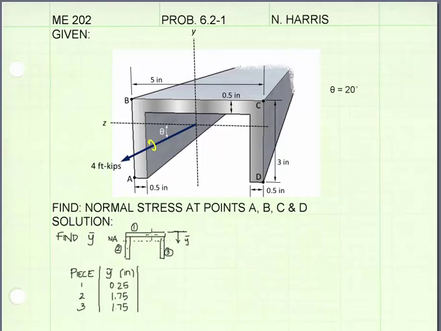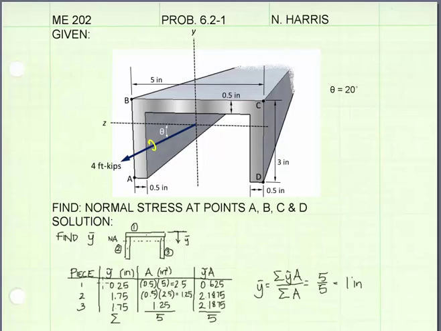So for piece 1, which has a height of ½ inch, the distance to the centroid, or this y tilde value, is 0.25 inches. Piece 2 is 2½ inches tall. Half of that is 1.25 inches, plus the thickness of piece 1 up to the top, another ½ inch, gives 1.75 inches. Okay, I found the area for pieces 1, 2, and 3, and then I multiply y tilde times the area to get this value here, and I can calculate the vertical distance to my centroid, y bar.